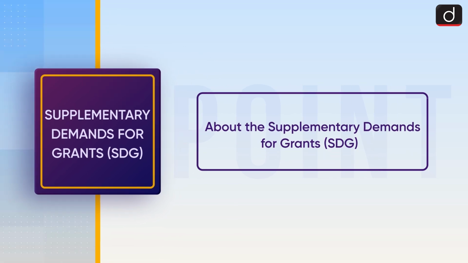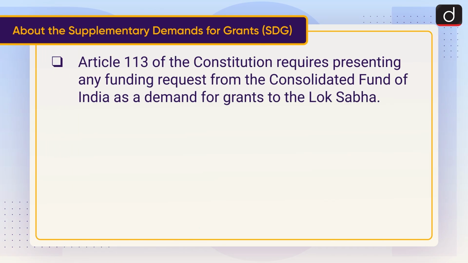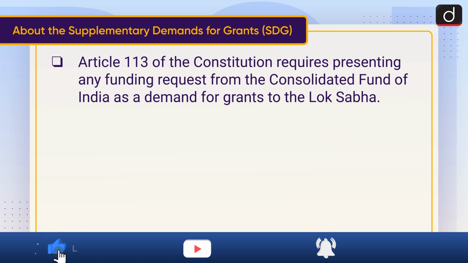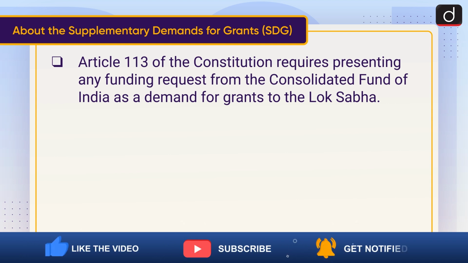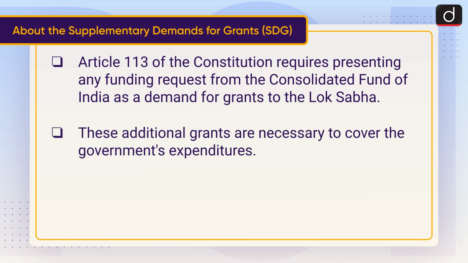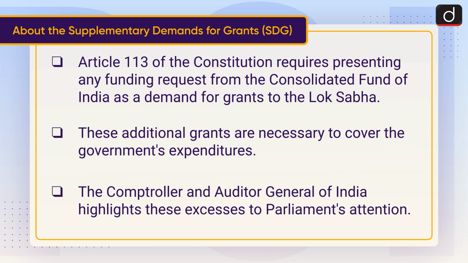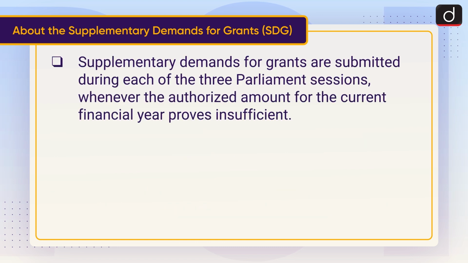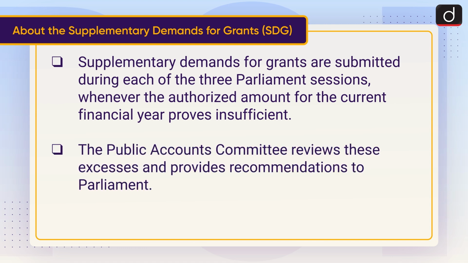Now let's discuss the supplementary demands for grants. Article 113 of the Constitution requires presenting any funding request from the Consolidated Fund of India as a demand for grants to the Lok Sabha. These additional grants are necessary to cover the government's expenditures. The Comptroller and Auditor General of India highlights these excesses to Parliament's attention. Supplementary demands for grants are submitted during each of the 3 Parliament sessions whenever the authorized amount for the current financial year proves insufficient. The Public Accounts Committee reviews these excesses and provides recommendations to Parliament.